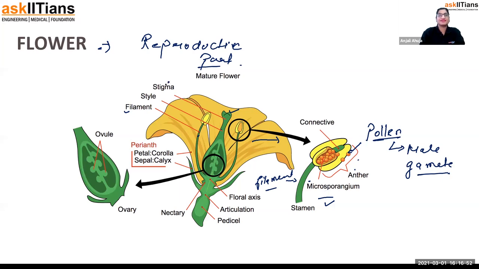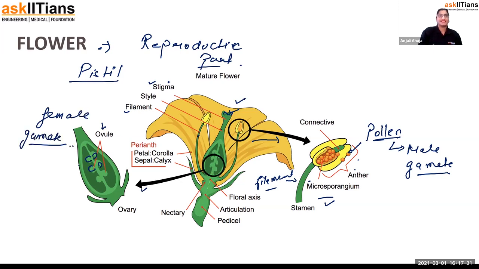Now at the center are the stigma, style, and ovary. This is the female reproductive part, which we call the pistil. It has the stigma, which is the top part, and then the style, which is a stalk-like structure, and this circle here is known as the ovary. The ovary is the actual place where the female gamete is present. Inside the ovary, ovules are present. The ovule is the place in which the female reproductive cell is present.